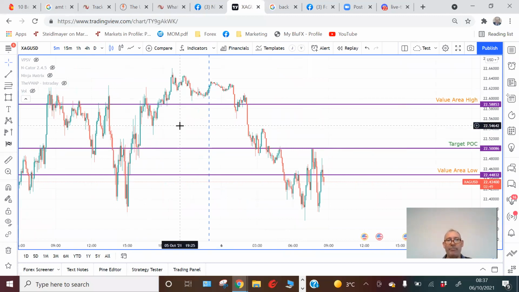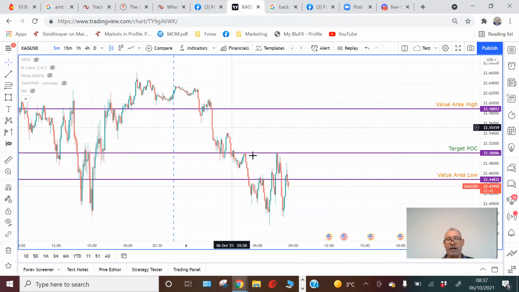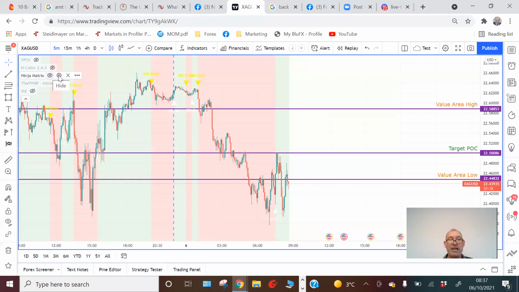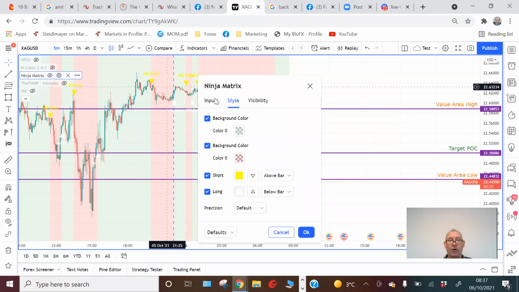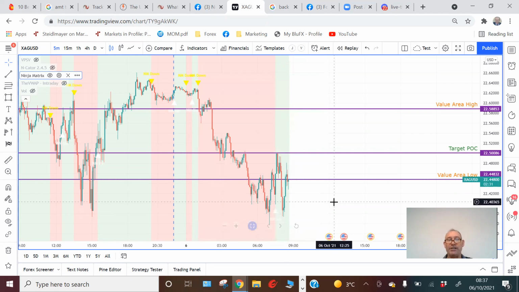I can forget what's left, because when we went back in time to look for our target, we went back for a value area high and low. I put on my matrix. I'm going to double check for me, it's on the 30-minute. I'm happy. It's like a pilot's checklist. Check.